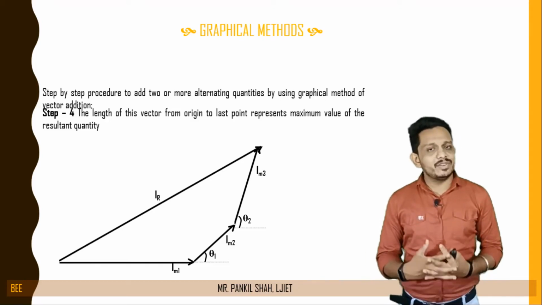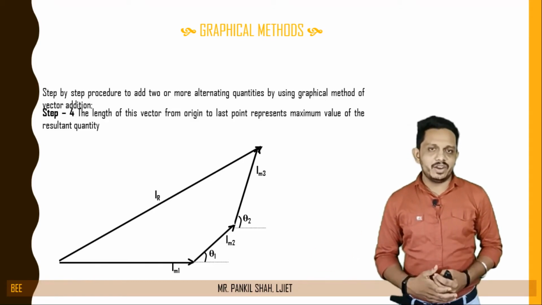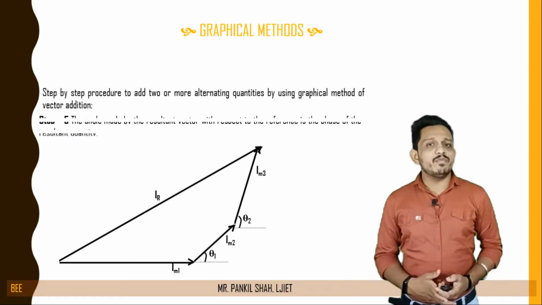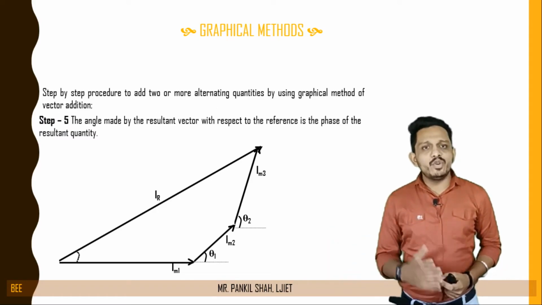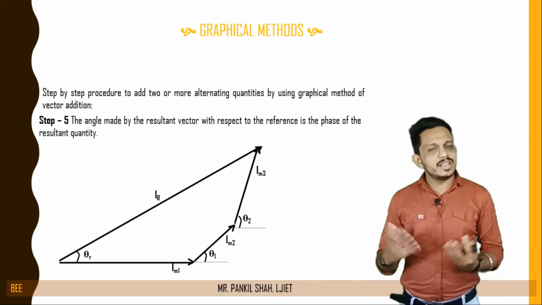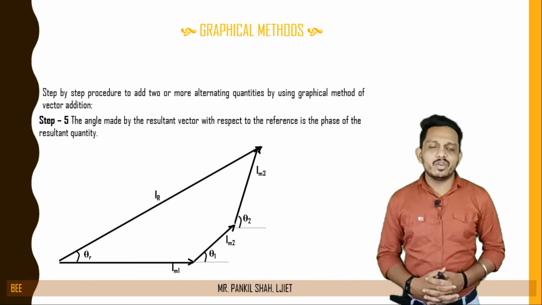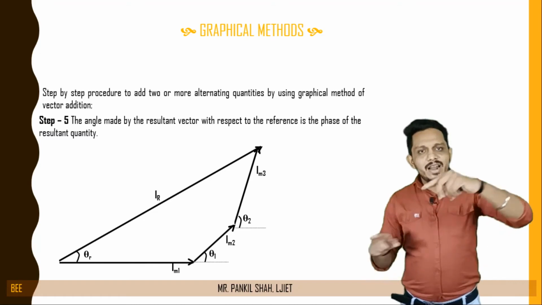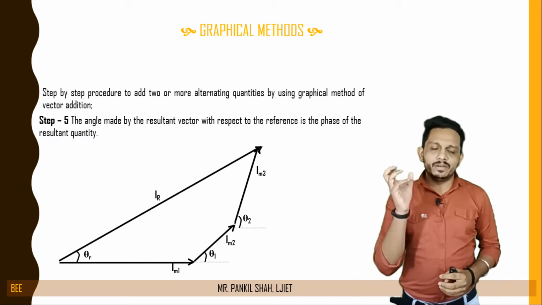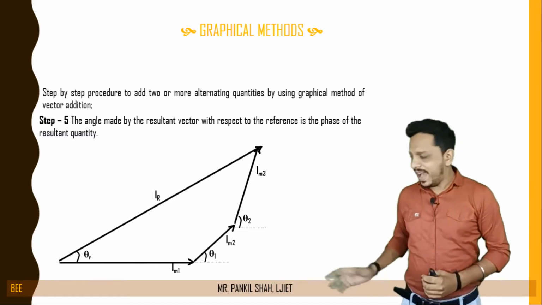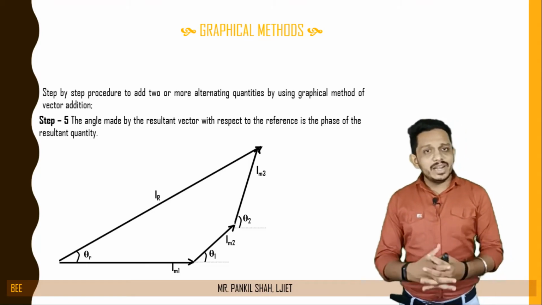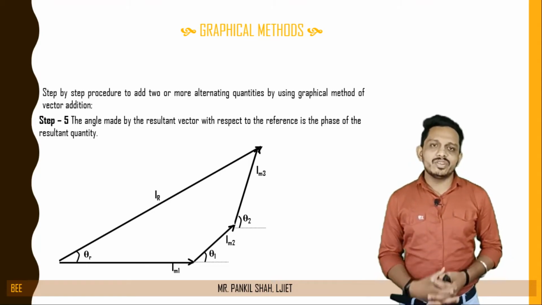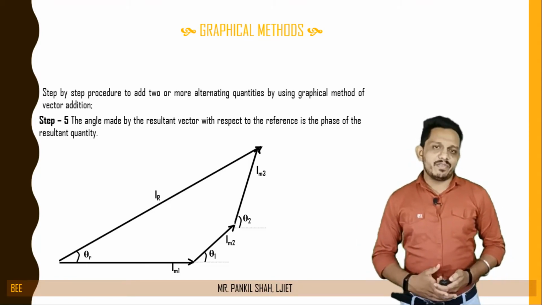Secondly, if you want to find the phase angle of your resultant alternating quantity, then you have to measure the phase angle here. If you measure the phase angle here from the reference, then you will get the phase angle of your resultant quantity. So this was the graphical method. From this graphical method, the length of this resultant will give you the maximum value of your resultant, and the angle measured over here will give you the phase angle of your resultant quantity. So this is the graphical method.